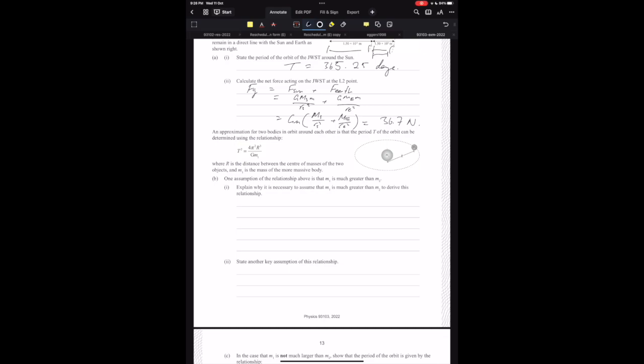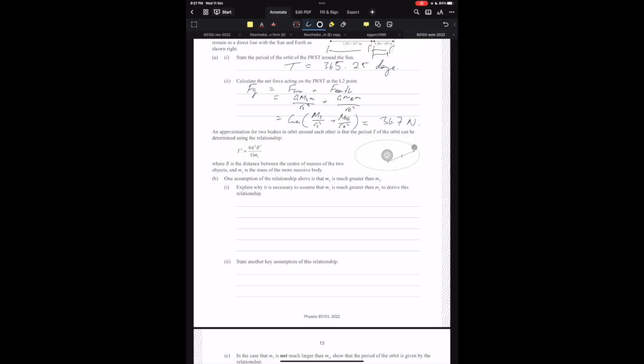So now we move on to part B of question 4. An approximation for two bodies in orbit around each other is that the period T of the orbit can be determined using the relationship T squared equals and so on, where r is the distance between the center of mass of the two bodies and m1 is the mass of the more massive body.